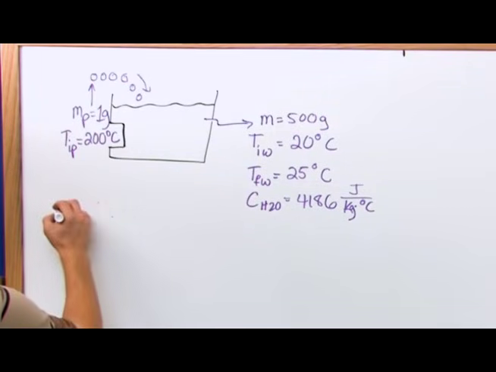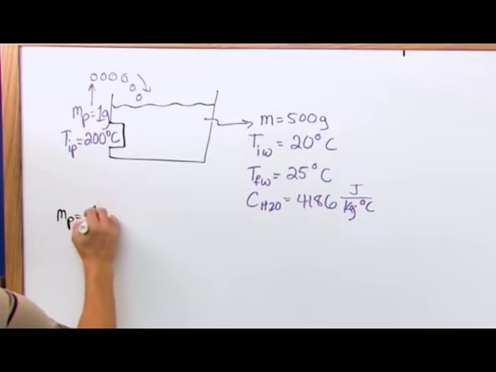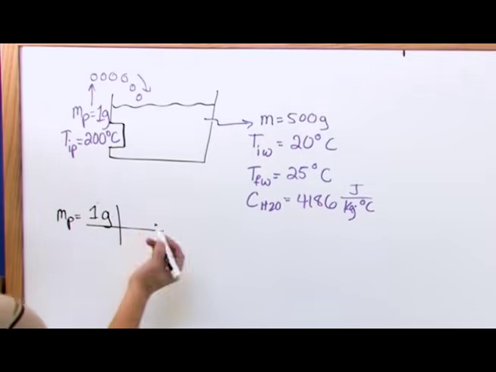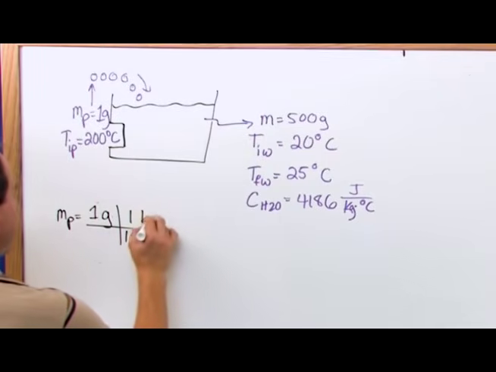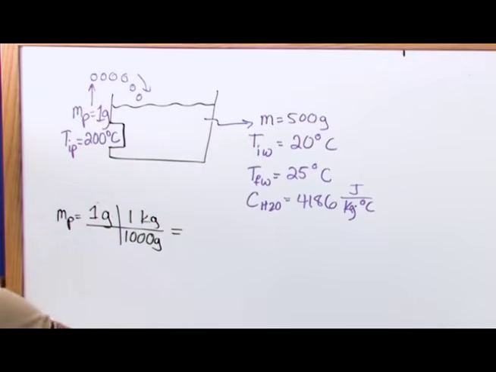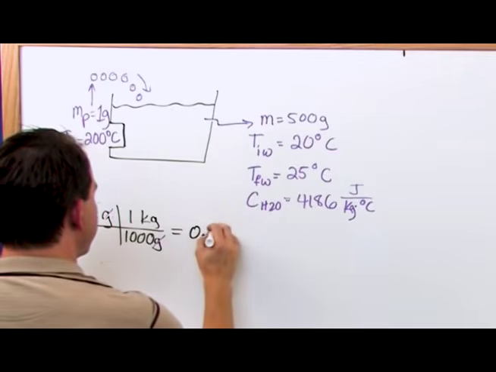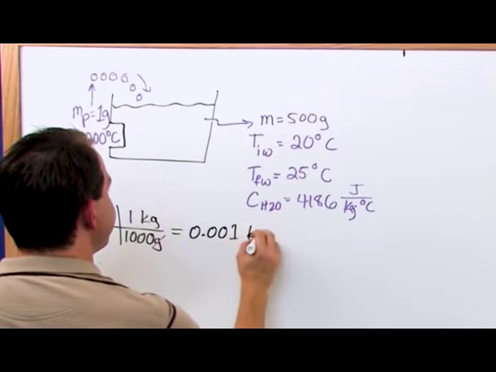So the mass of a pellet is 1 gram, and you all know that 1,000 grams is 1 kilogram. Okay, so when you're converting your units, you just write it like that. If this looks unfamiliar to you, go pick up the unit conversion tutor, and I'll teach you all about how to set your units up. But basically, we're converting units. So the mass of one pellet is going to be 0.001 kilogram.